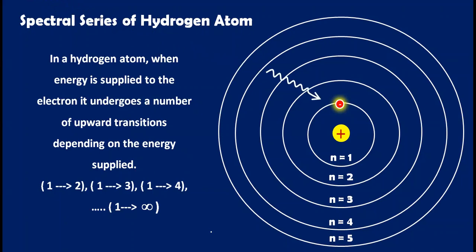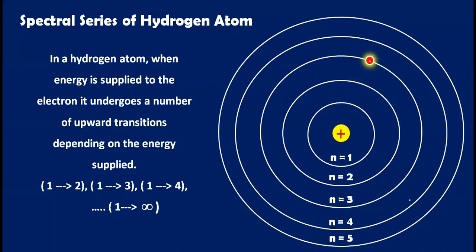See, I'm supplying a photon. The electron is absorbing that energy. And if the energy of the photon that is being supplied equals the energy difference between the first orbit and the second orbit, the electron will jump to the second orbit right from the first. On the other hand, if the energy of the photon equals the energy difference between the third orbit and the first orbit, then the electron will jump to the third right from the first orbit.